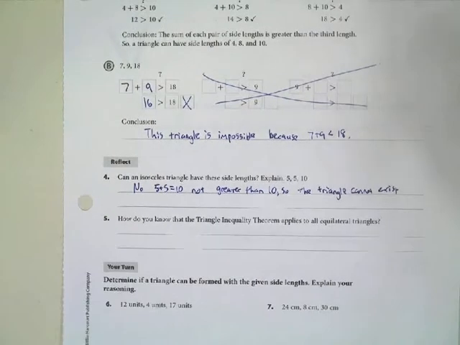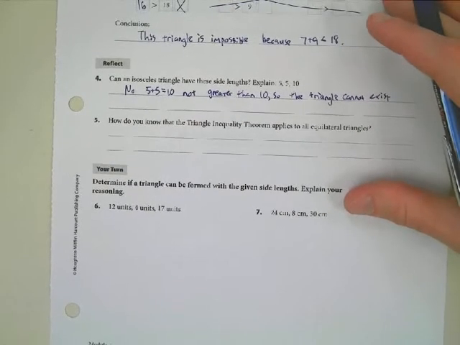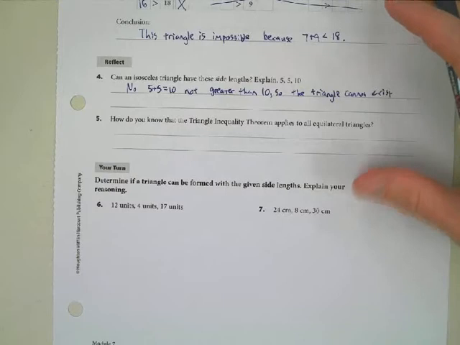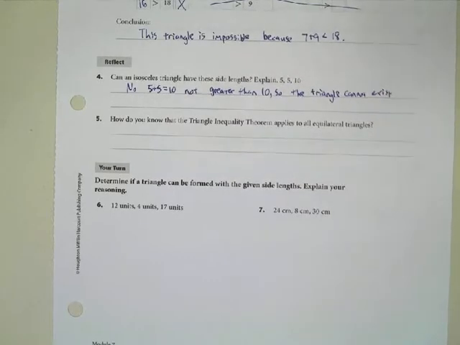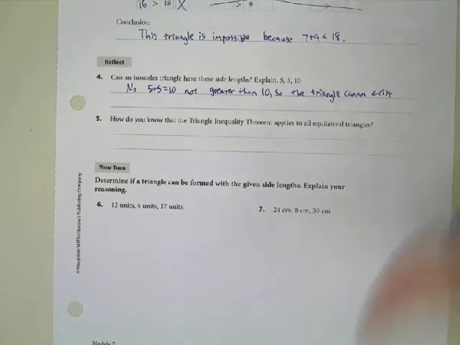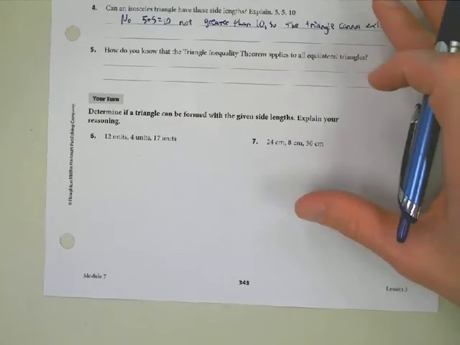Okay? I don't know, 5 seems very straightforward to me. How do you know that the triangle inequality theorem applies to all equilateral triangles? I think that's kind of obvious, right? What's special about an equilateral triangle again? What makes an equilateral triangle equilateral? All the sides are equal, right? So if you have a triangle that's got 5, 5, 5 for its sides, then 5 plus 5 is greater than 5, right? The other two sides added together will always be greater than that third side. So I'm not going to bother writing that one down. That just seems kind of silly to me. 4 was kind of silly as well, but anyway.